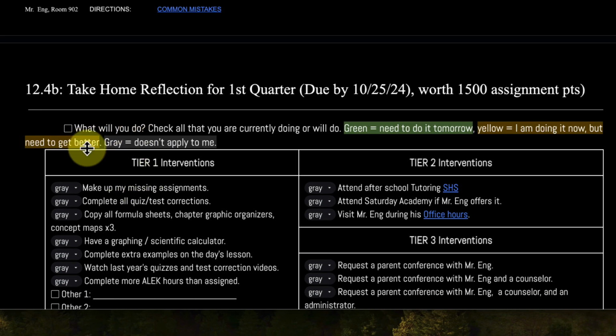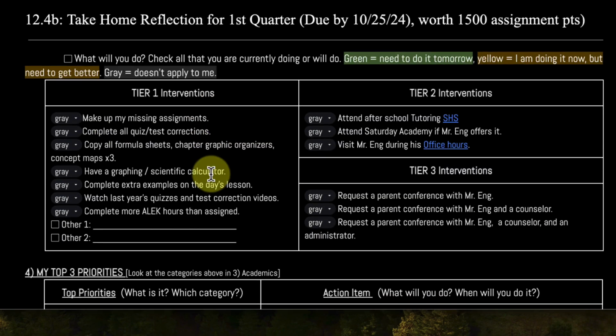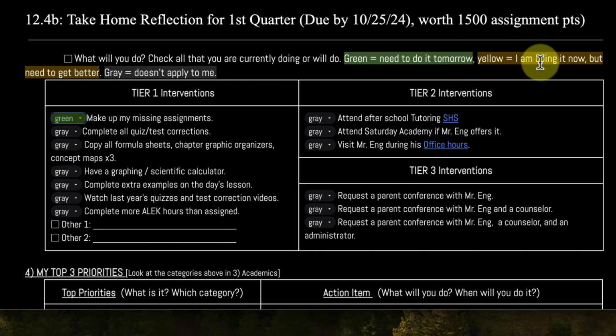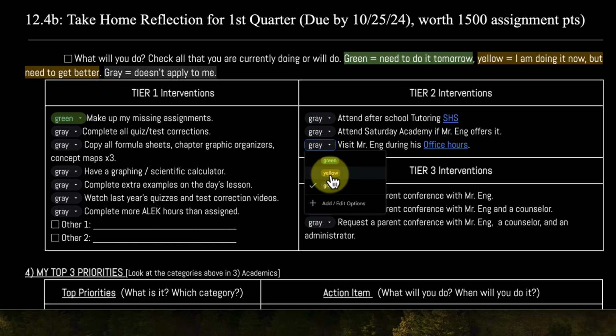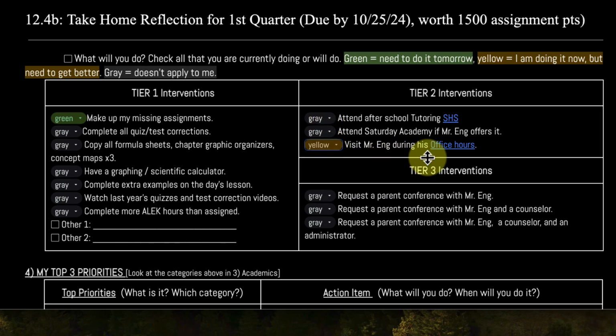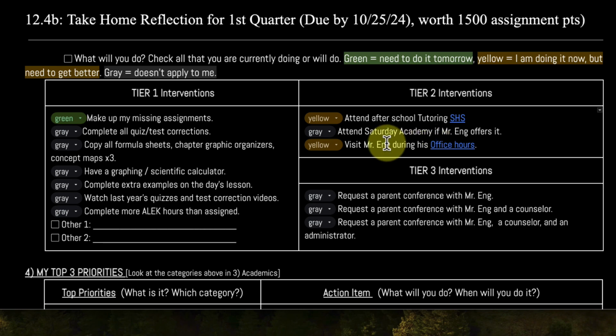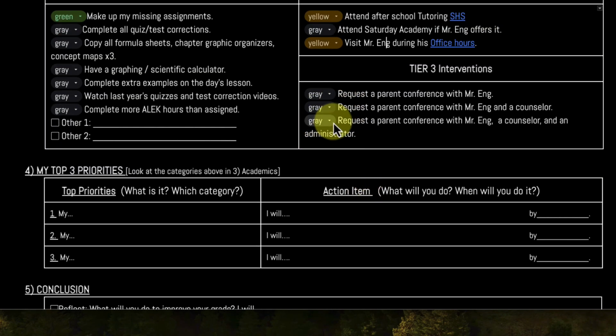Okay, what will you do? Check off all the current things that you are doing. So maybe you're currently making assignments right now. Green, you need to do it tomorrow. And you only need to change those if you actually need to do those. Maybe for you, you need to serve some detention, so maybe I'm going to attend Mr. Ing's office hours to serve my detention and get some help. And I can also attend the school tutorings that are available. Okay, these are my office hours. And if I see this checked off, then I'll definitely reach out to your parents.